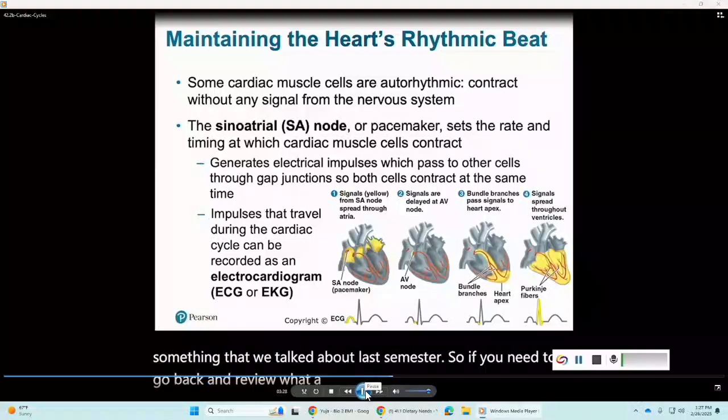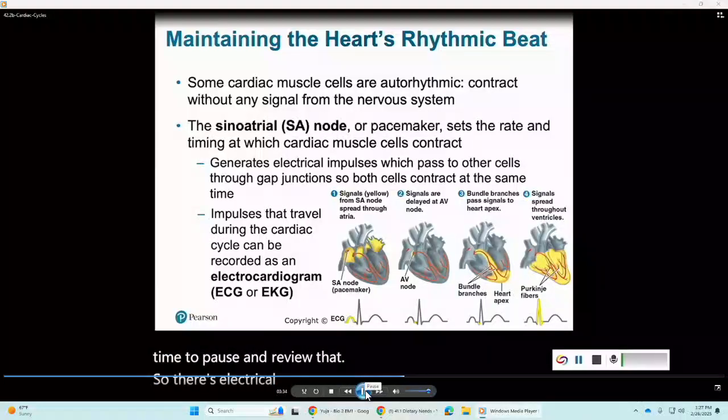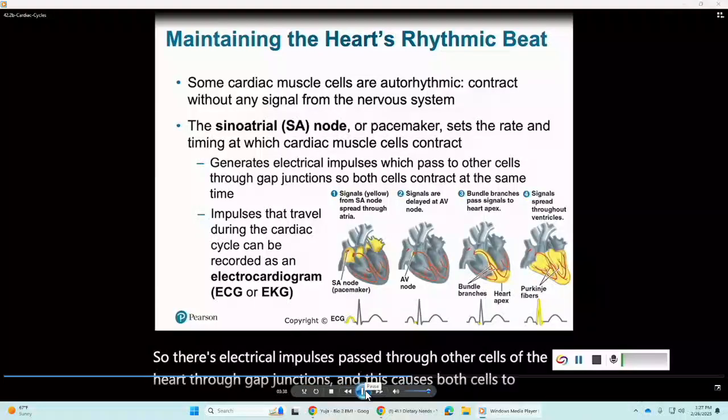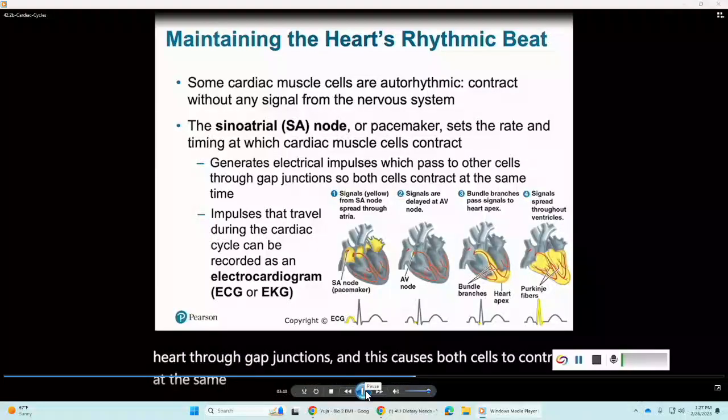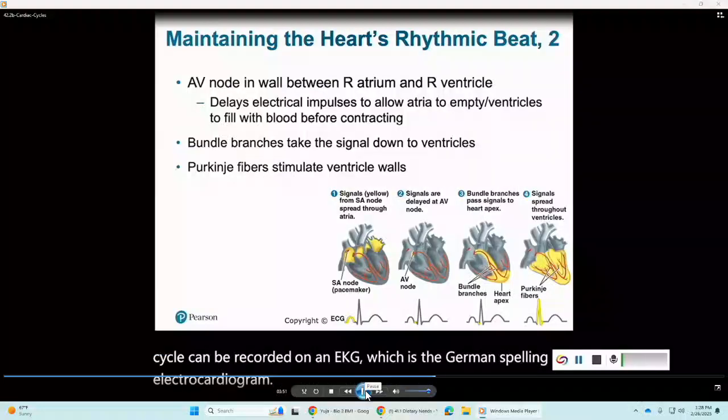That is something that we talked about last semester, so if you need to go back and review what a gap junction is, this is a good time to pause and review that. So electrical impulses are passed through other cells of the heart through gap junctions, and this causes the cells to contract at the same time. The impulses that travel through the cardiac cycle can be recorded on an EKG, which is the German spelling for electrocardiogram.